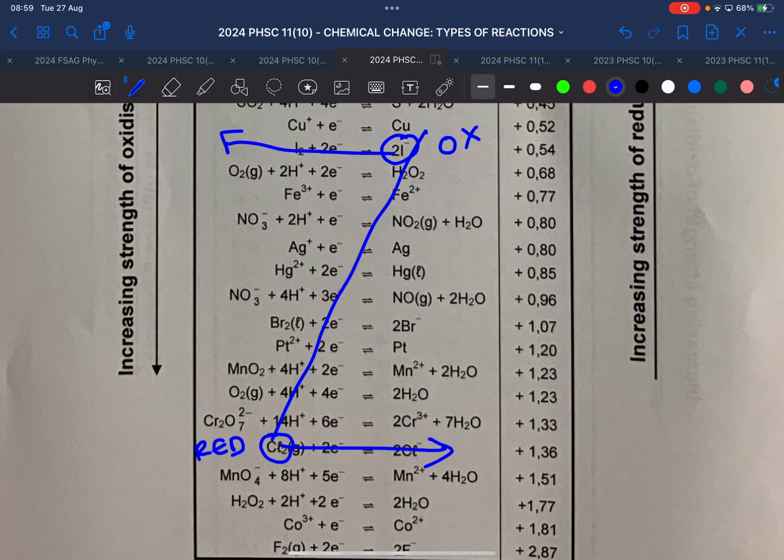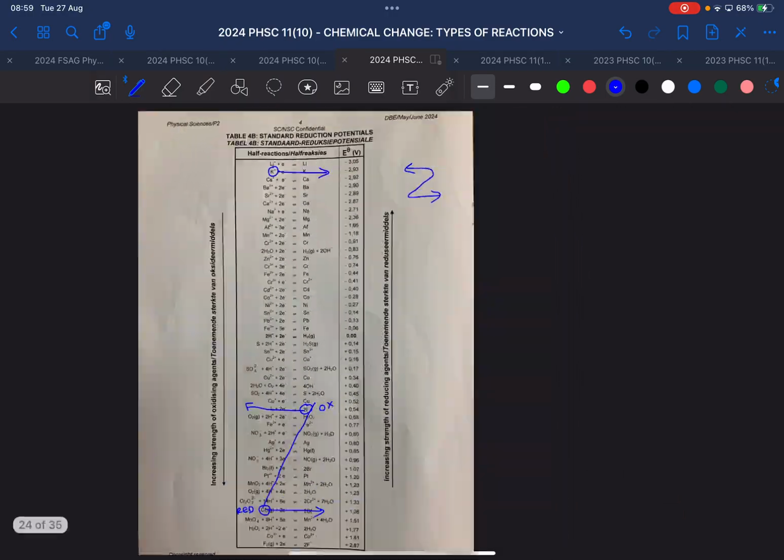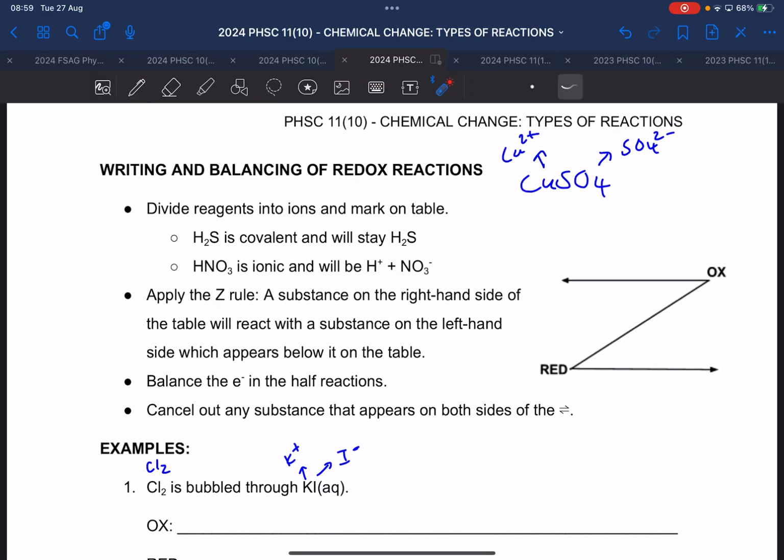And this will always be like that. Okay? You can see I made a note here. The top reaction will always be the oxidation half reaction, and the bottom one will always be the reduction half reaction. Okay.